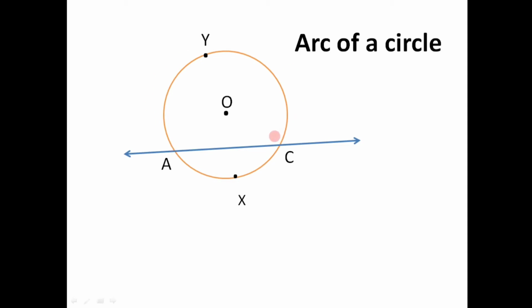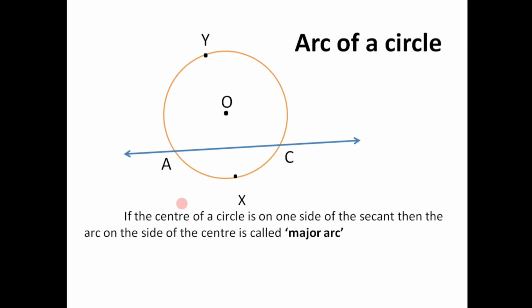Now let's see what their names are. So first of all, for arc AYC, the center of the circle belongs to that arc. That's why it is called a major arc. So we can define major arc as: if the center of a circle is on one side of the secant, then the arc on the side of the center is called a major arc.